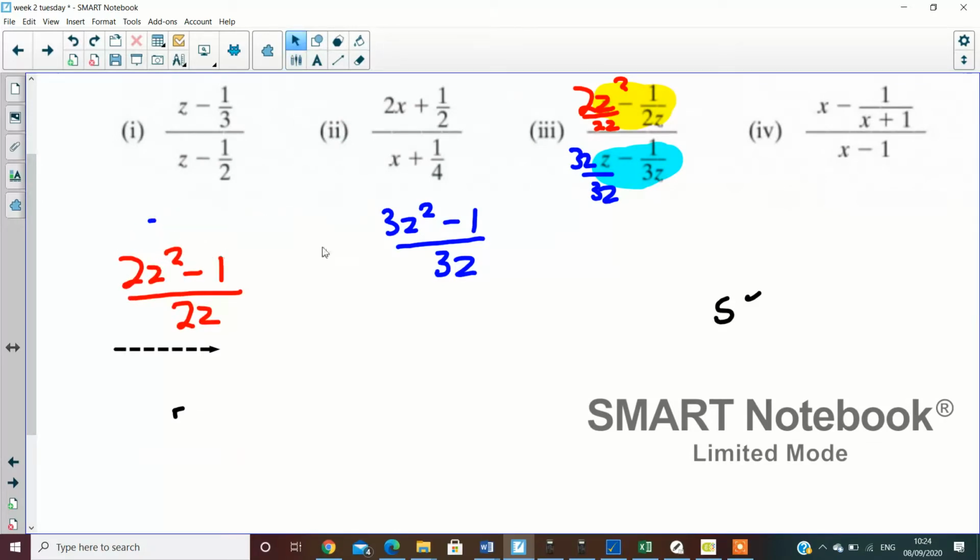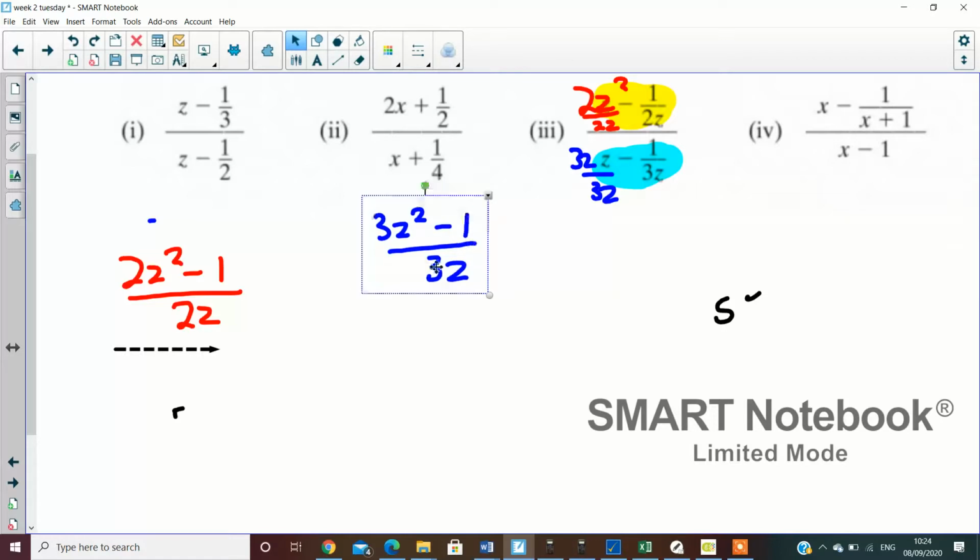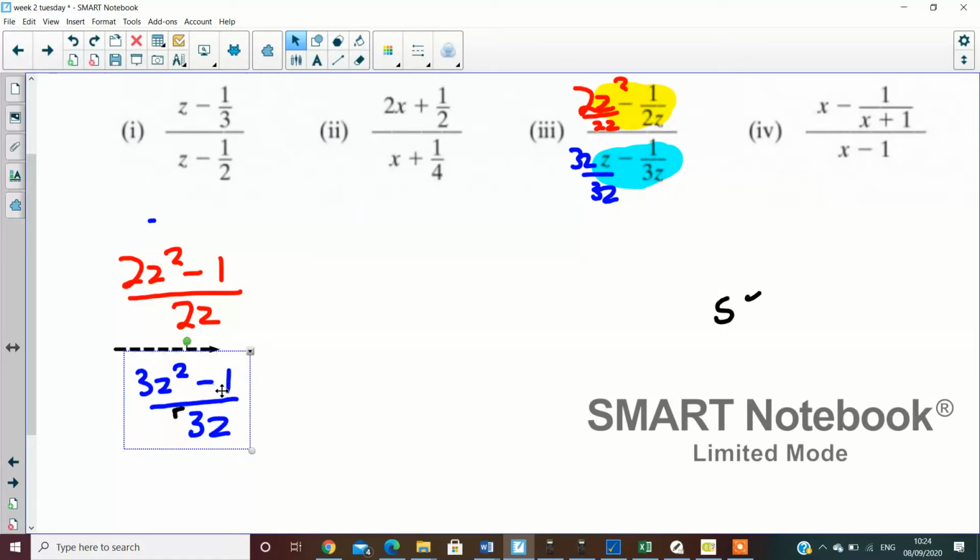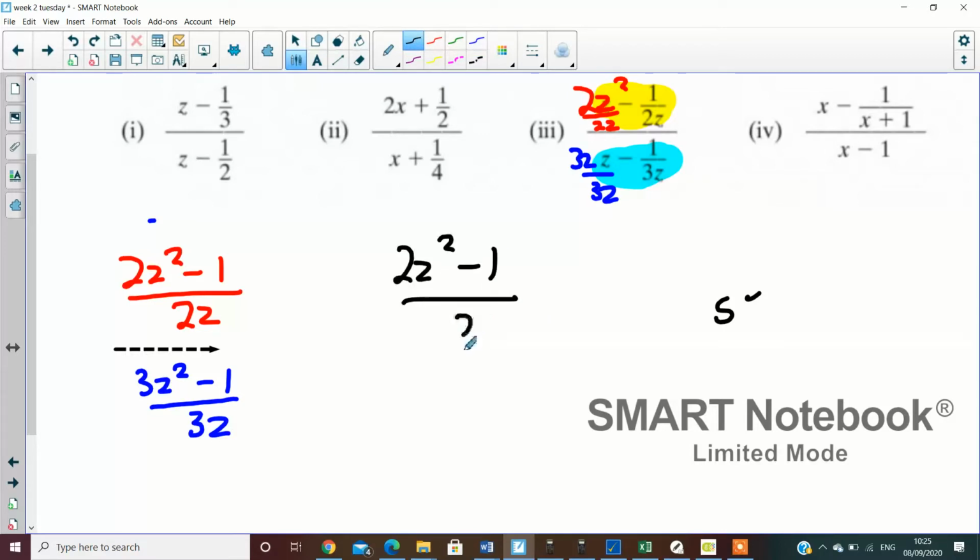Red divided by blue. Okay. Any suggestions? Turn the blue upside down and multiply. So you get 2z squared, take away 1, all over 2z, multiply by 3z over 3z squared, take away 1. What cancels? That z with that z.